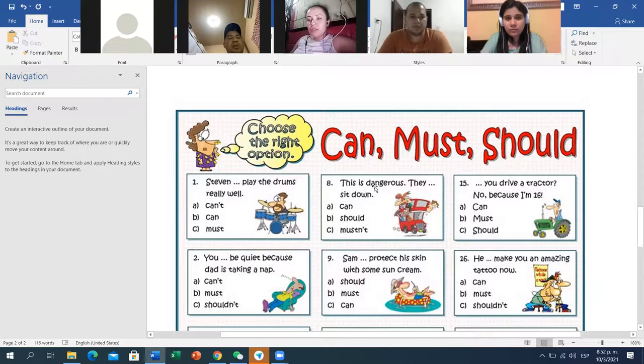Dangerous. Now, I'm just going to explain this. It says here, this is dangerous. Es peligroso, ¿correcto? So, we have 3 options: can, should, and mustn't. Aquí decimos they. Si es peligroso, diríamos they can sit down. Does it make sense? Ellos se pueden sentar porque es peligroso.